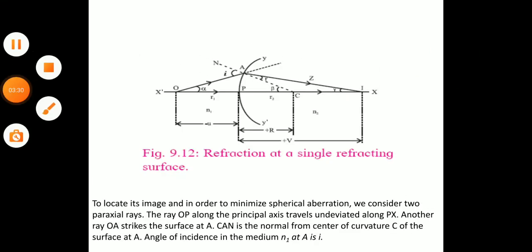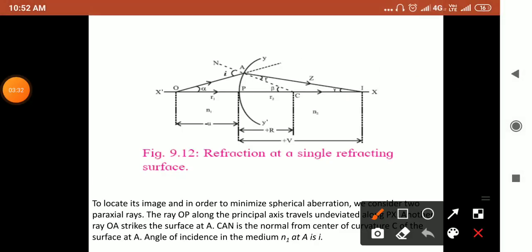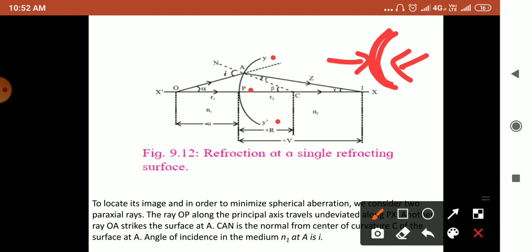suppose we look at the diagram. Here we have a single spherical surface, y, p, y dash. How can we decide this is a convex surface? Sorry, it is not concave, it is a convex surface. From one side it is convex, and from the other side it is concave.